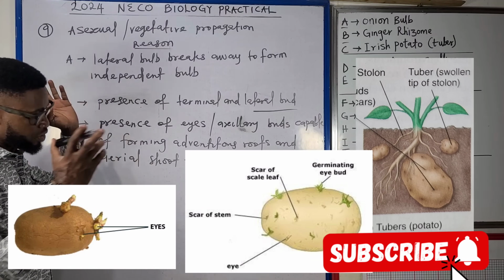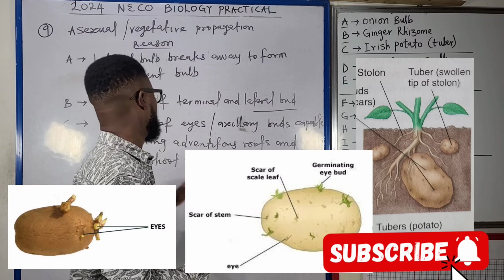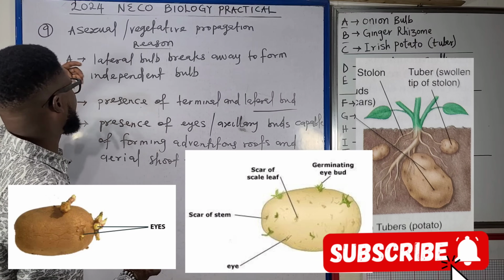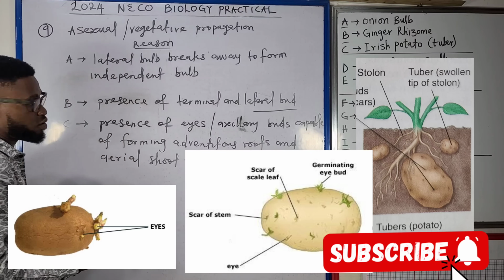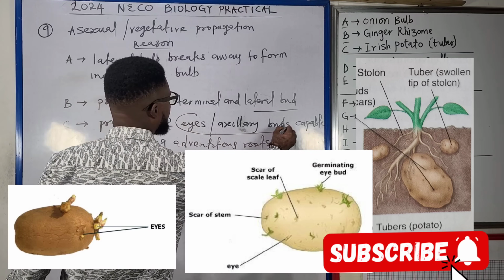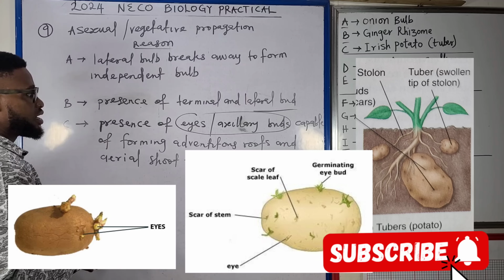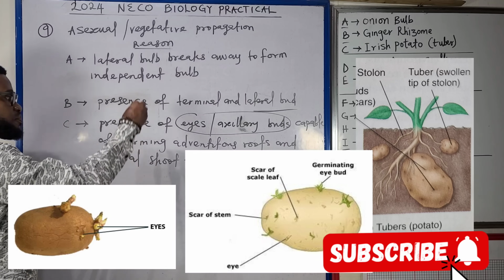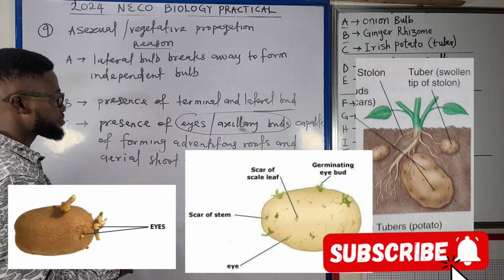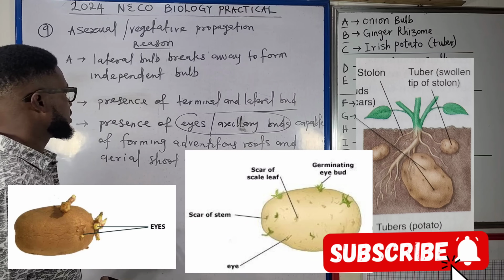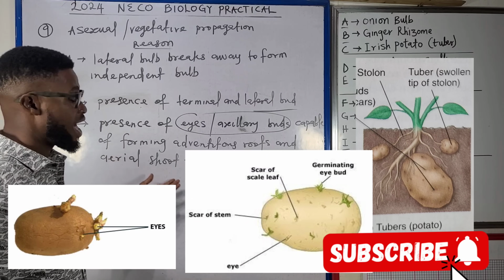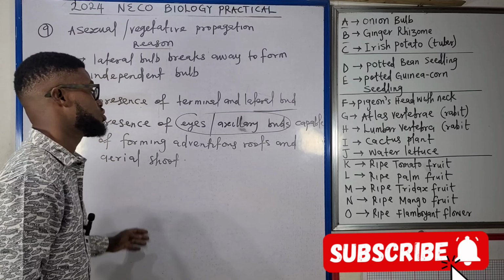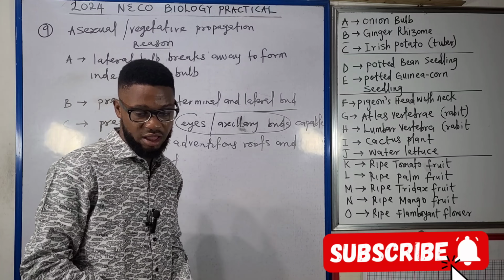Then for C, which is the most conspicuous, why do I think it can reproduce vegetatively or asexually? It is the presence of the eye, or the axillary bud, which if we cut the specimen and plant it, is capable of forming adventitious roots from the eye, and of course a new aerial shoot from the eye. And that just about answers that.